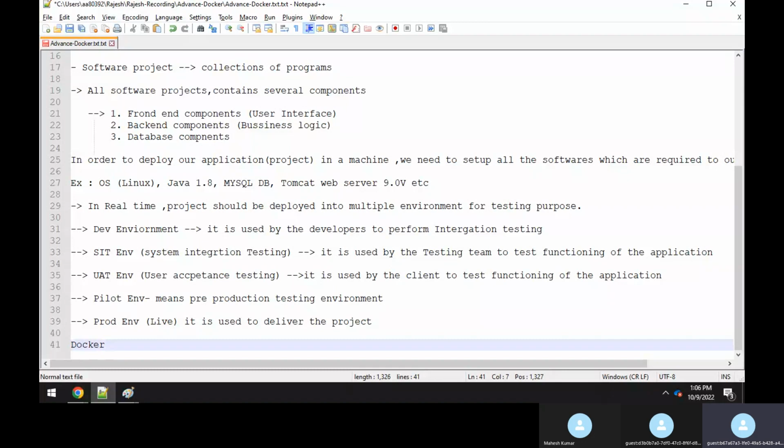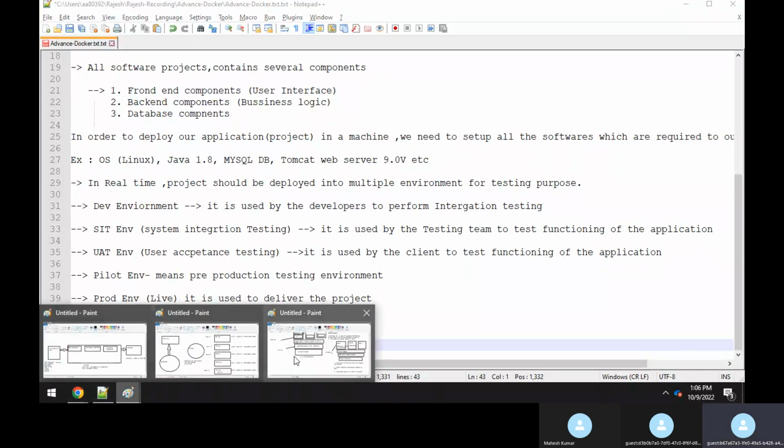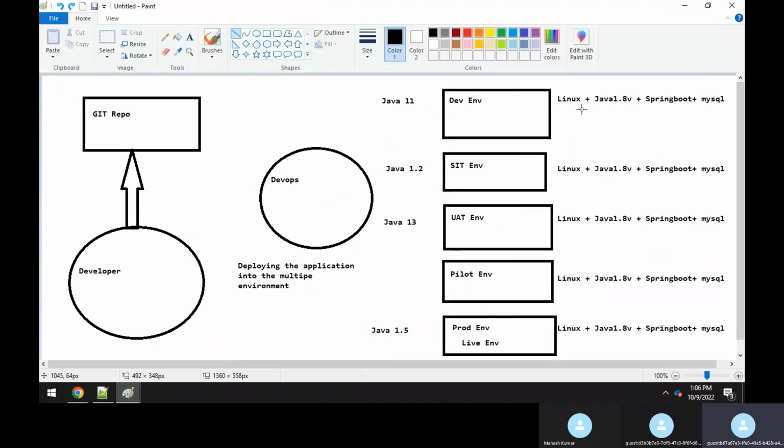So that's how Docker came into the picture. What is Docker? Docker is a platform for packaging, deploying, and running your application. As I said earlier, whenever you want to run your application, it has many different requirements. It needs an operating system, Java 1.8, Spring Boot, as well as MySQL. So there is a software dependency already there. It means you need software dependencies to run.